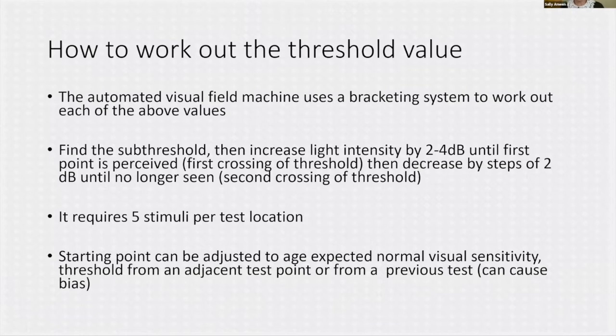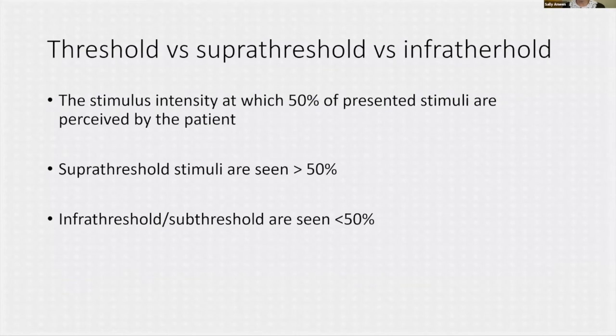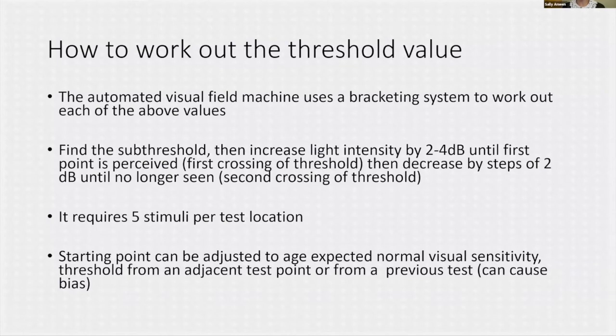How do you actually work out that value? Because obviously it's different from person to person, and from one test point to the other. Basically, the machines use a bracketing system to work out the value. They find the subthreshold value, and if we go back, that's the one where less than 50% is seen. Then it starts increasing the light intensity by 2 to 4 decibels until you find the first point, that's your first crossing of the threshold, and then decreasing it slowly until it's no longer seen, and that is the second point of the threshold, and therefore the threshold value lies between those two marker points.